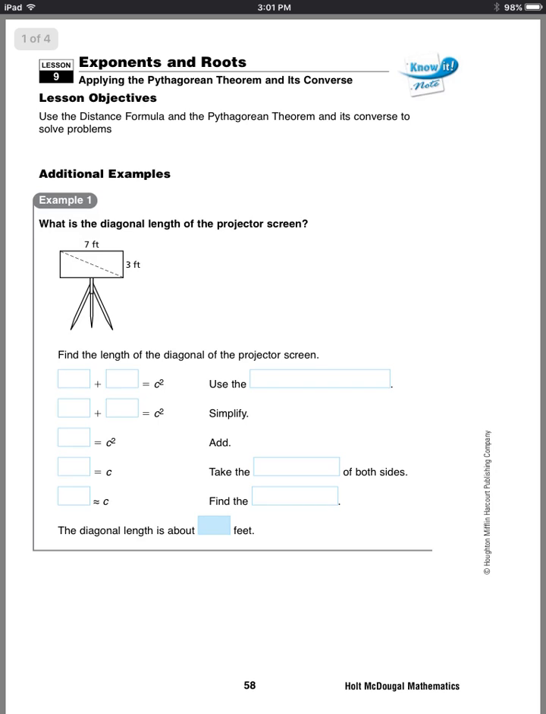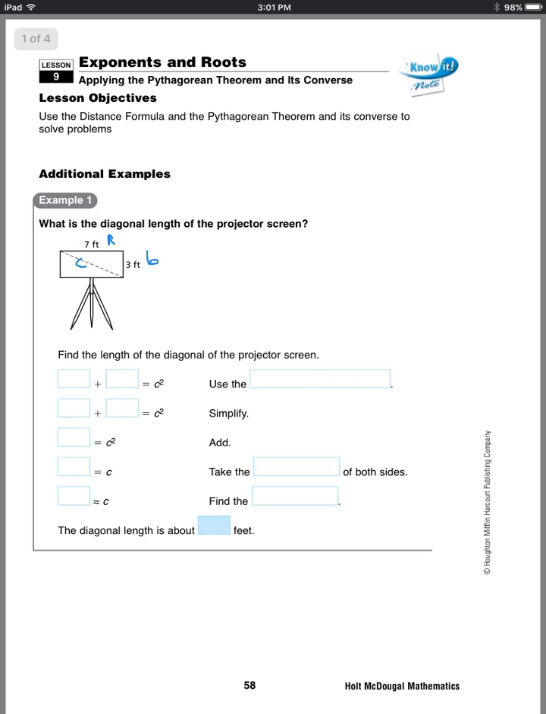All right, use a distance formula in the Pythagorean theorem and its converse to solve problems. Geez, they're putting a lot of stuff in these two little pages. So, what is the diagonal length of the projector screen? Well, we have two legs. This can be A and this can be B. So the diagonal is C, right? The diagonal is always C.